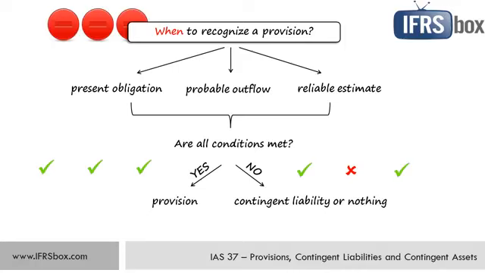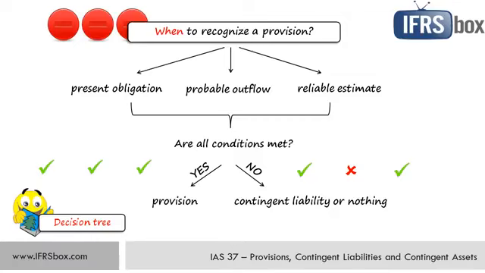Well, here, in order to decide whether to recognize a provision or to disclose a contingent liability or even do nothing, IAS 37 gives us a decision tree, and if you're interested, you can also check that out in our complex course, the IFRS Kit, together with numerical examples.